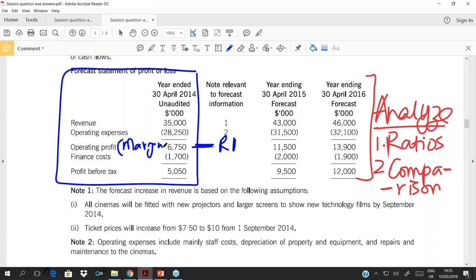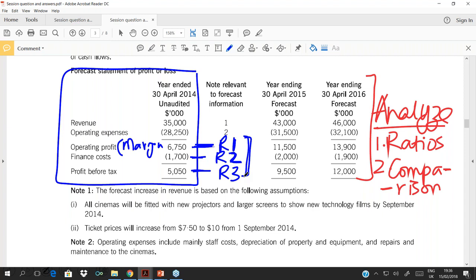And finance cost, yes, I can find the interest cover, ratio 2. So can I find the finance cost as my interest cover ratio? And can I find the profit margin as my third ratio? So can I analyze 3 ratios from the given information? Can I analyze the operating profit margin? Can I analyze the interest cover? And can I also analyze the profit before tax margin or the profit margin? So can I do 3 ratios? 3 ratios, right? Okay.